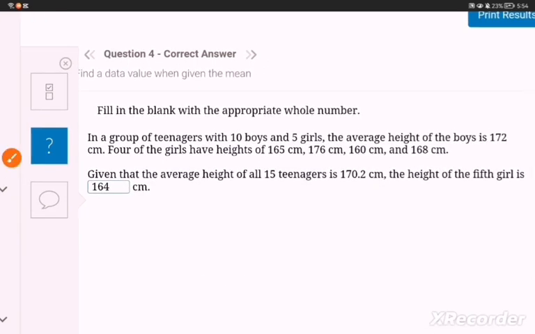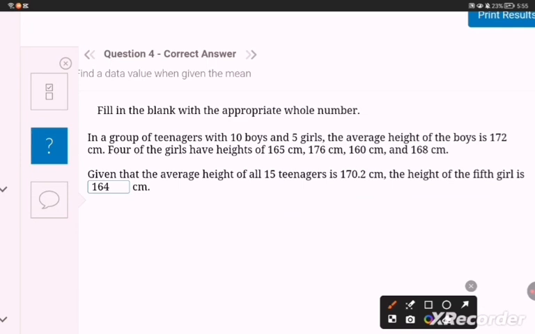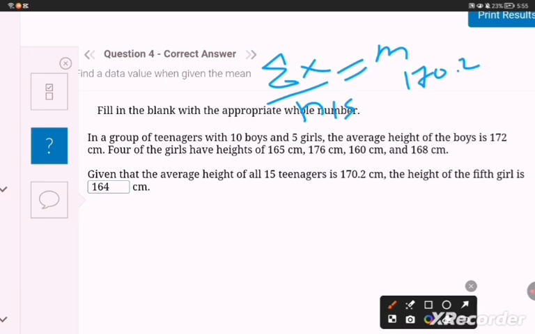Okay, so in this question, once again, you see average or mean, summation of x over n, is equal to m. The average height of all 15 teenagers, so n is going to be 15. M is 170.2, because they told us the average height is 170.2. Now they want us to find the height of the fifth girl. We know that there are 5 girls, and they gave us the heights of 4 of those girls, and they gave us the average height of the boys.